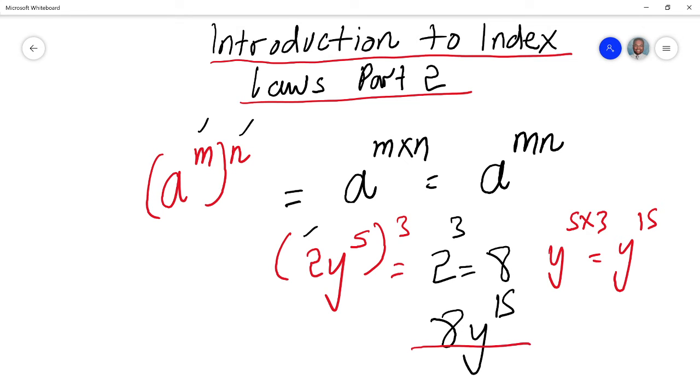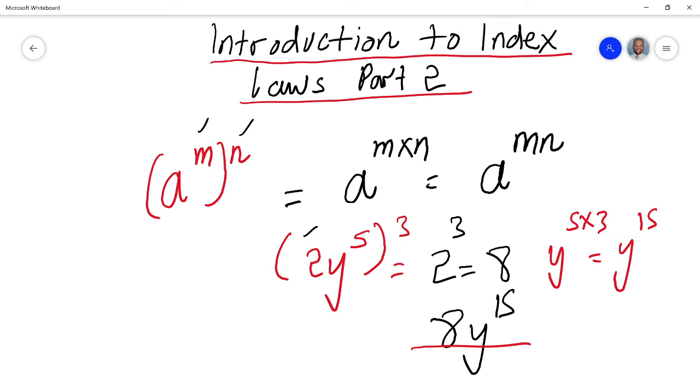All right, so you can see with this question, just like I'd said before, when you're working on calculations involving index laws, you're not only dealing with numbers, but you're also dealing with letters. So if you look at 2y to the power 5, you've got a number and a letter, and then you've got to work out how we apply those laws.